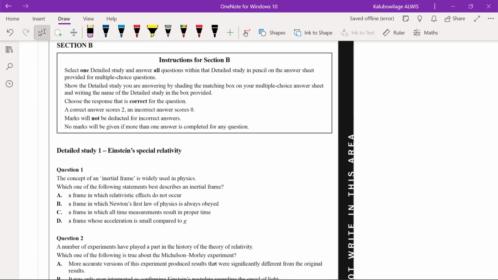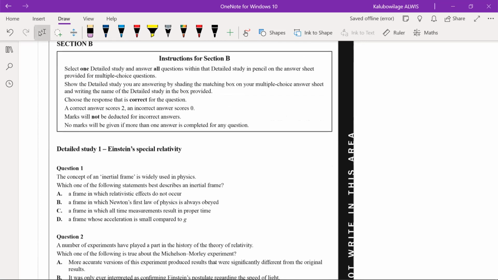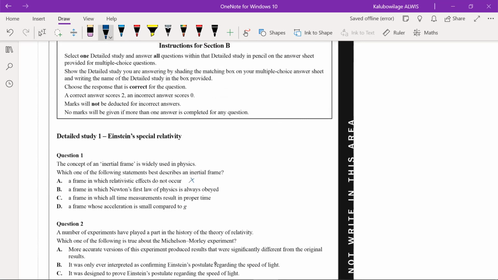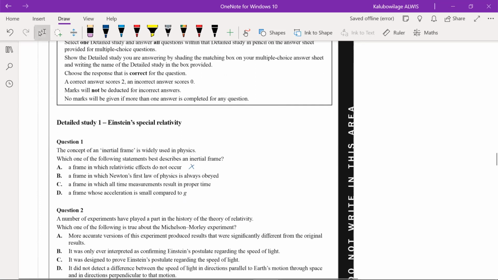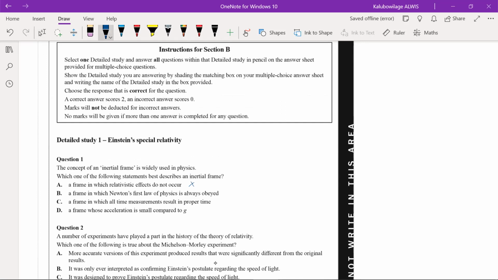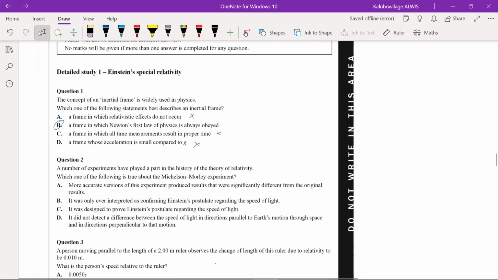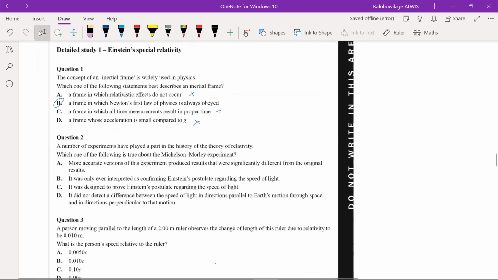So, Einstein's special relativity, concept of inertial frame. Relativistic effects work in an inertial frame. Frame in which all time measurements, proper time. It needs to be in the same frame. There's no acceleration. Yeah, so all Newton's laws are always obeyed in an inertial frame.